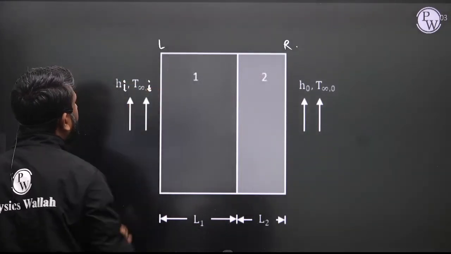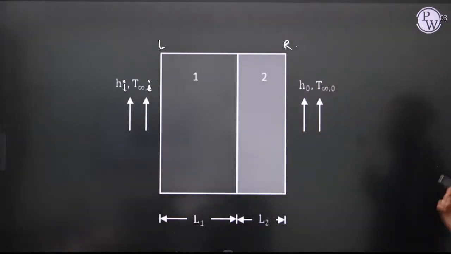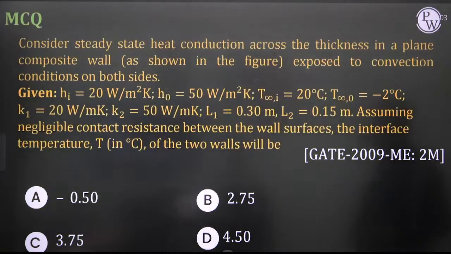On the left side of the wall, the fluid has convective heat transfer coefficient Hi and temperature T infinity i. On the right side, the fluid has convective heat transfer coefficient H0 and temperature T infinity 0. So Hi, H0, T infinity i, T infinity 0, K1, K2, L1 and L2 are given. In the question, it is clearly mentioned: assume negligible contact resistance between the wall surfaces. The interface temperature T of the two walls will be? So this is the question.